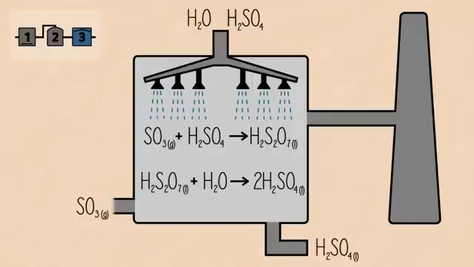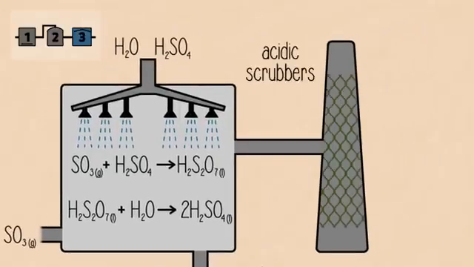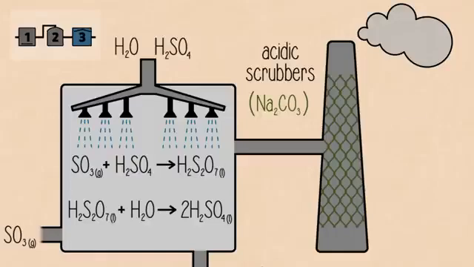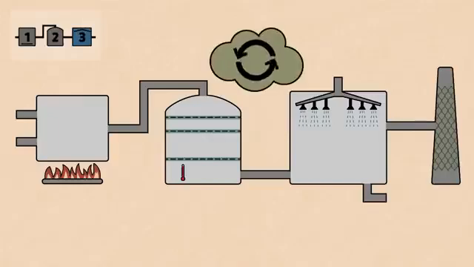The correct answer is that the chimney is usually fitted with acidic scrubbers. These are bases like sodium carbonate. On contact, they neutralise the fumes, forming salt and water. Other ways to minimise the release of any sulphur oxides is by recycling gases between stages 2 and 3.